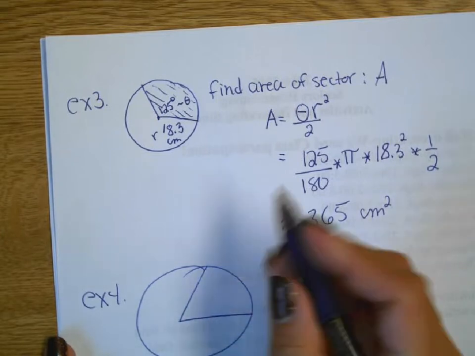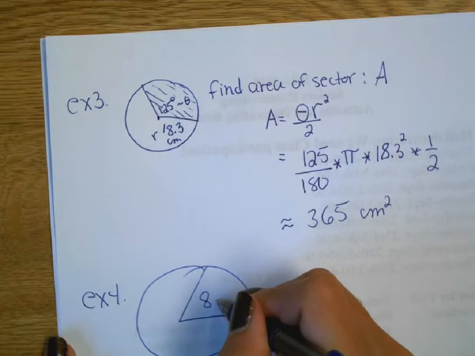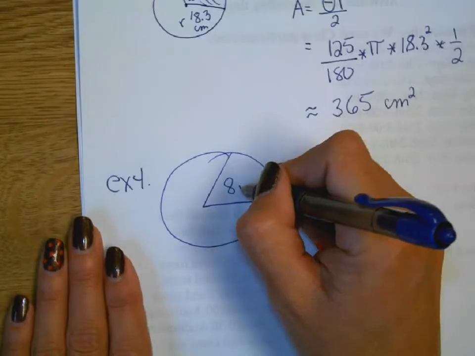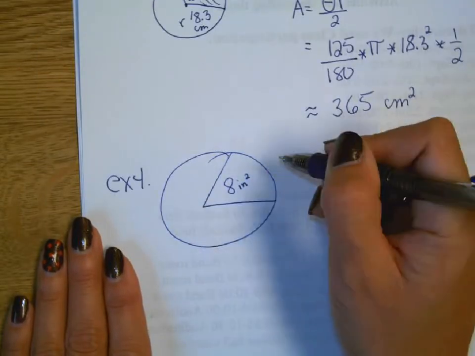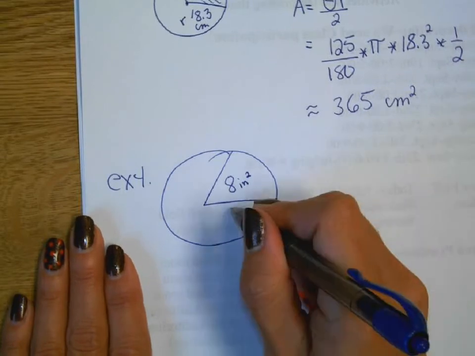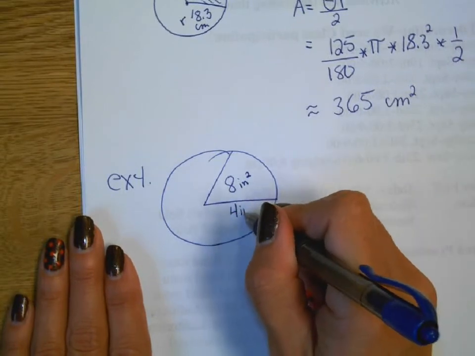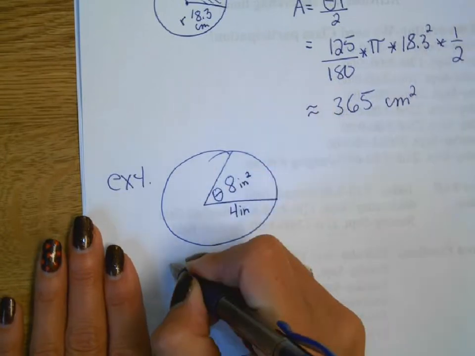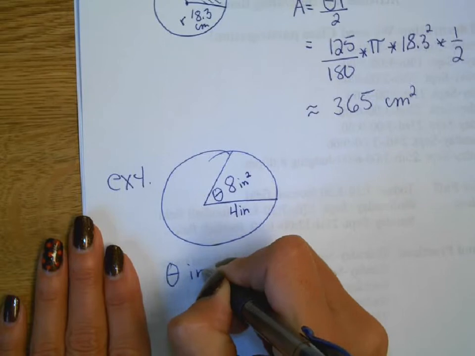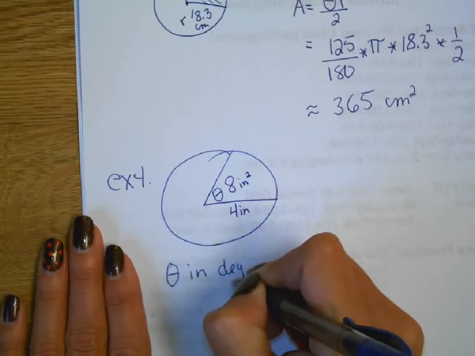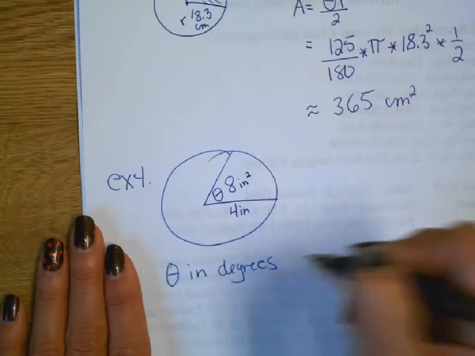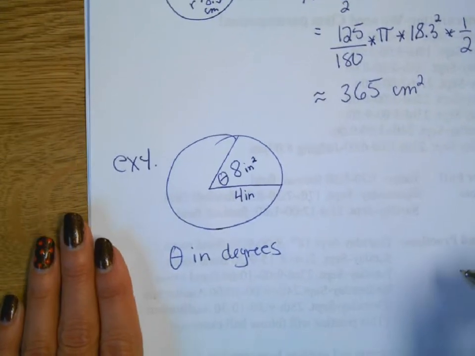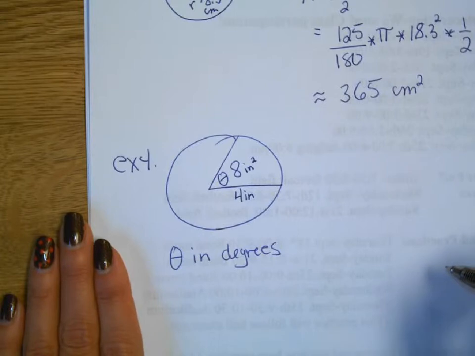If my area is 8 square inches, the radius is 4 inches, can you tell me what angle this was in degrees? So it would be the times that 5 divided by 180. Let's see what we got.